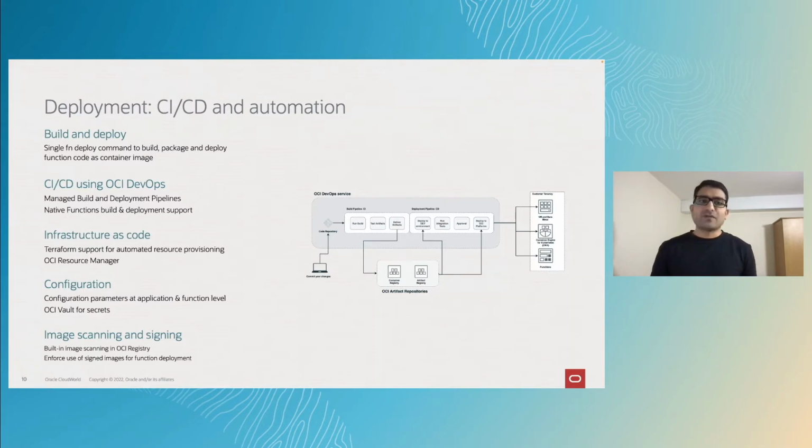Now, coming to the configuration, it is recommended that you externalize the configuration instead of hard coding that into your function code. And that's why we provide first-class support for configuration. You can define it at application level or function level. Configuration defined at application level is inherited by functions within that application. You can also leverage the seamless integration with OCI Vault to store the secrets securely.